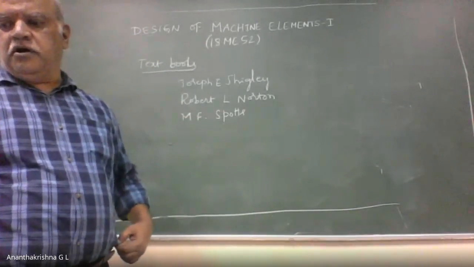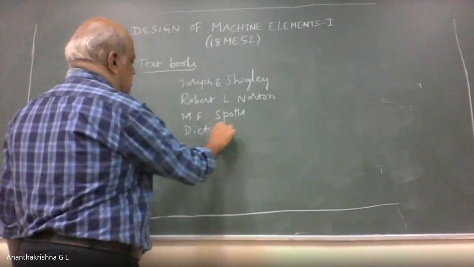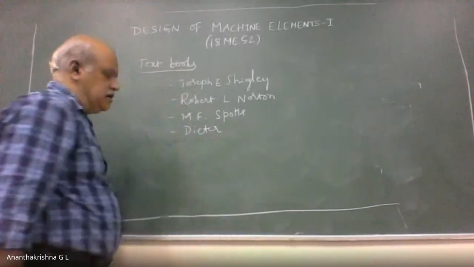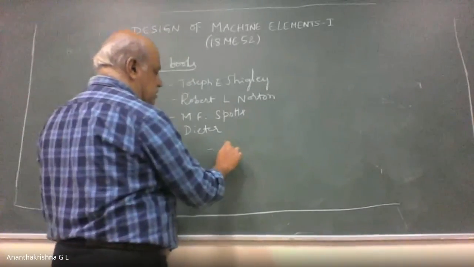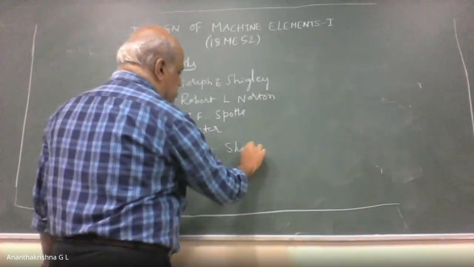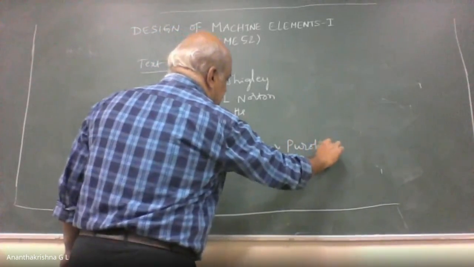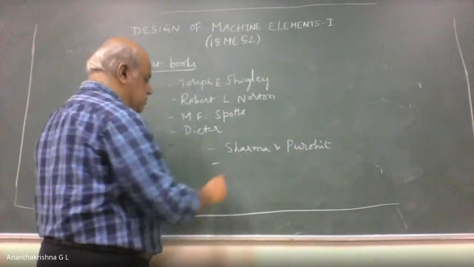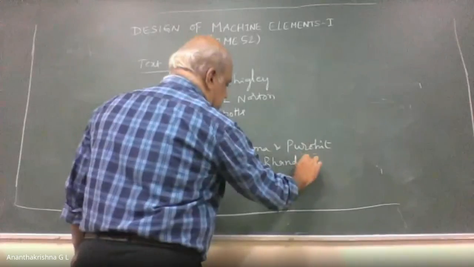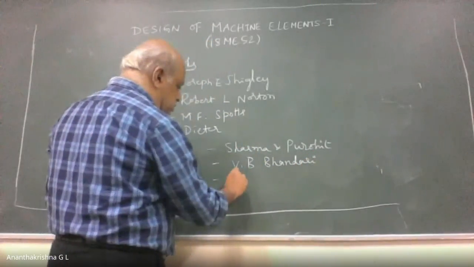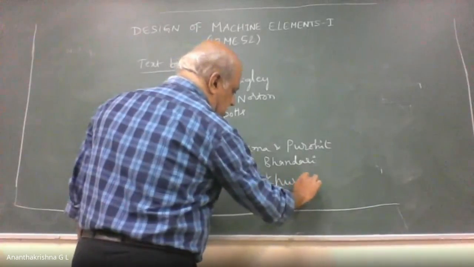elements. And you have got Dieter also. D-I-E-T-E-R, Dieter. Design of machine elements by Dieter. These are all some of the foreign authors' books which are excellent. And we have Indian authors' books also, very, very good books. That is Sharma and Purohit, Design of Machine Elements by Sharma and Purohit. Then we have got textbook by B.B. Bhandari. This is another very good book. And another excellent book is by R.S. Kurmi, Design of Machine Elements by R.S. Kurmi.